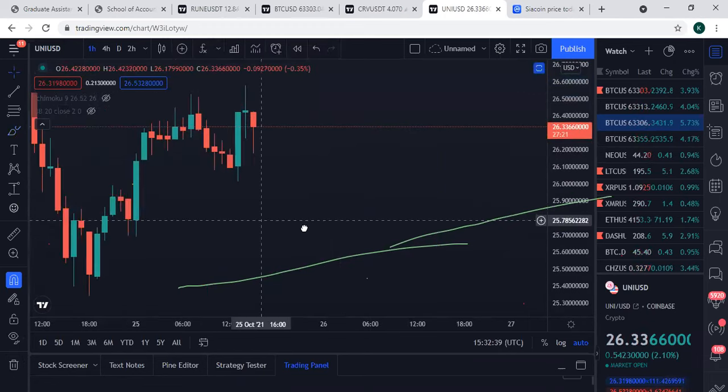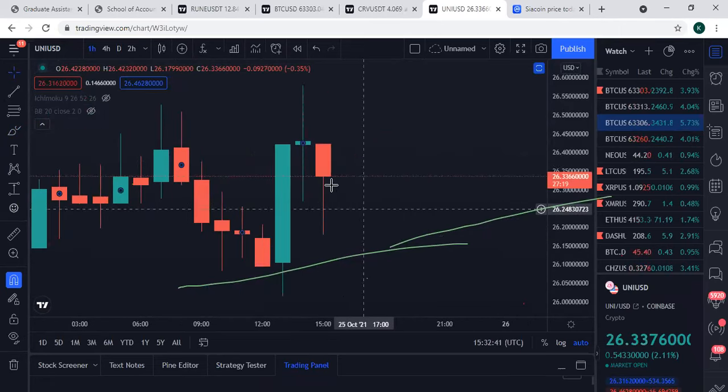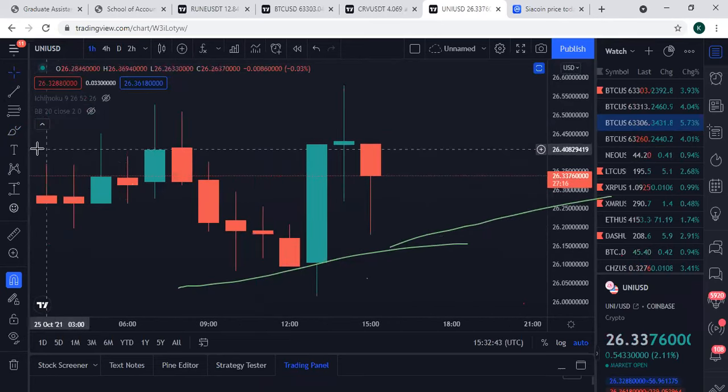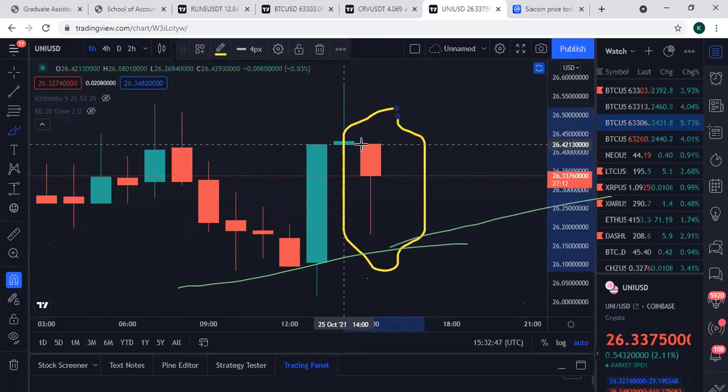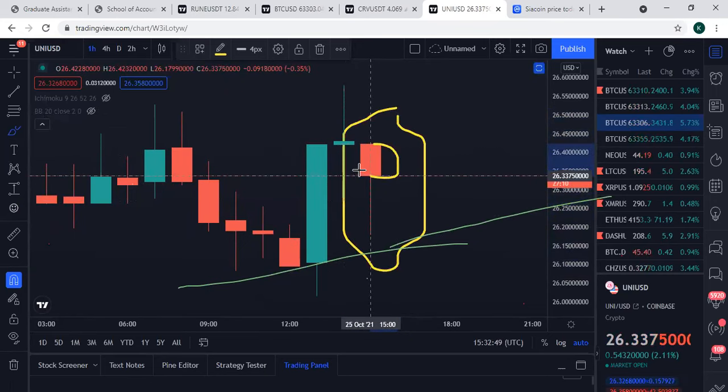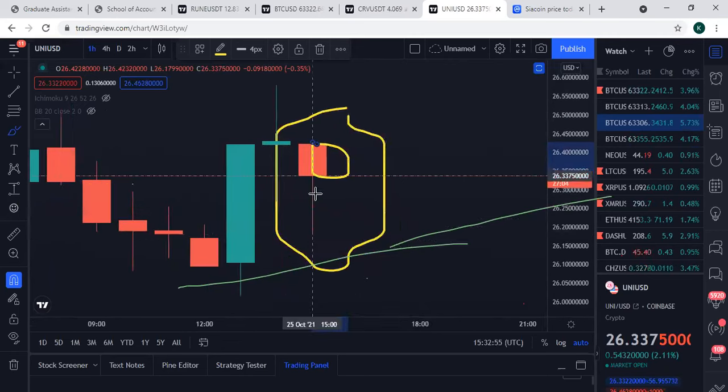Let me show you an example. Look at this one now. Look at this current red candle. This red candle now, this point and this point is the body of the candle. Why does this thing look like a stick underneath that red candle? We call it wick. That is the buyers' region.